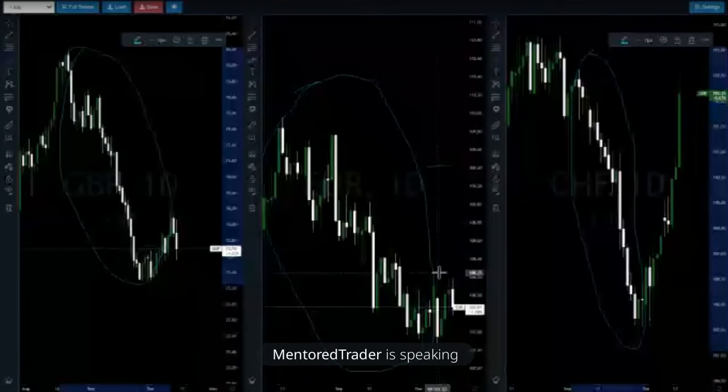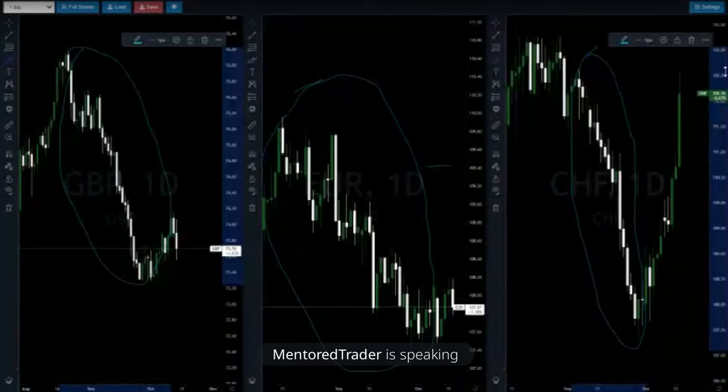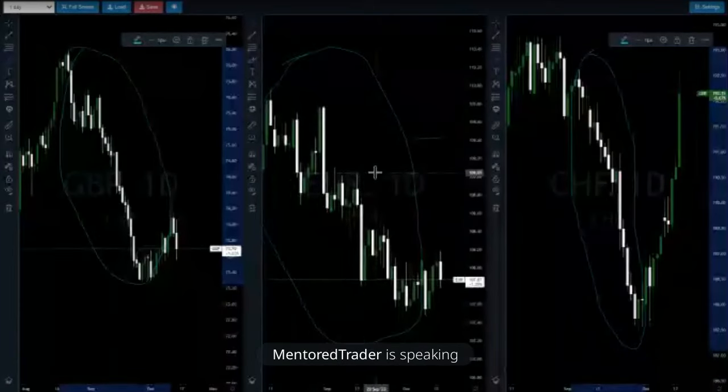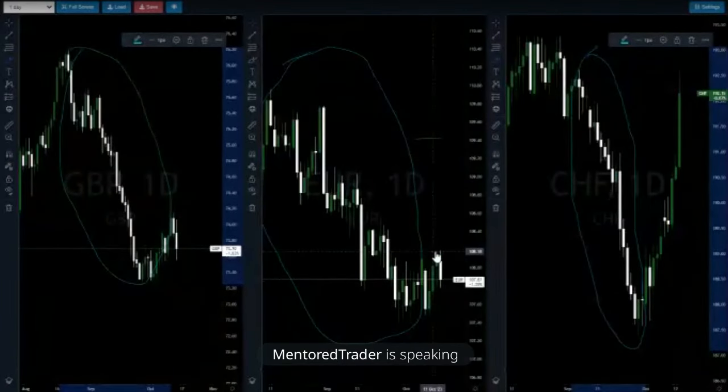So these three currencies were dropping. One has decided to go back up. The other one has decided to continue down. This other one is just being indecisive. That is the euro.